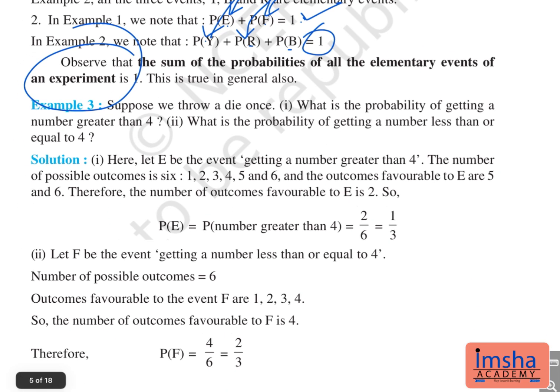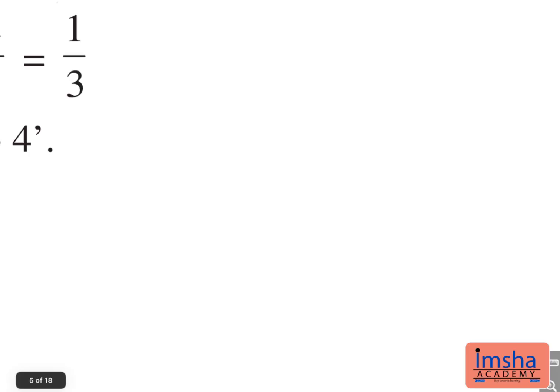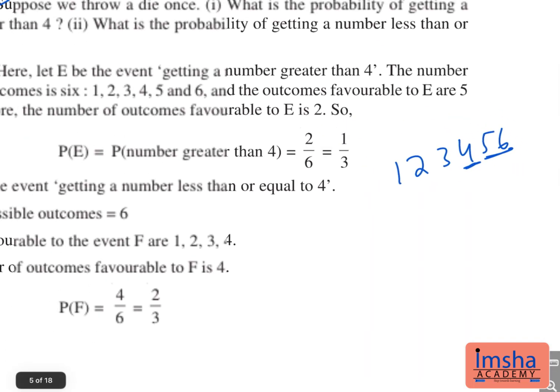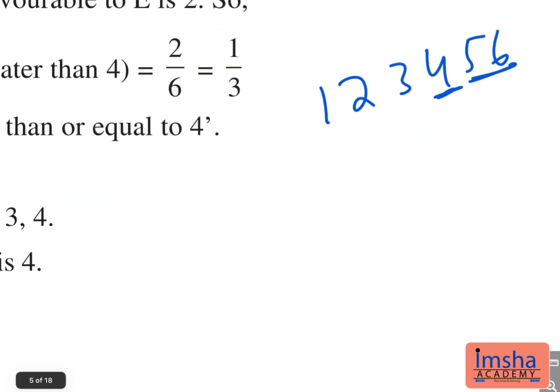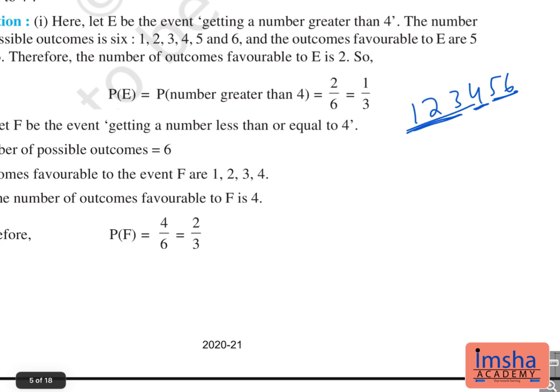Suppose we throw a die once. Okay, next question. We throw a die once. What is the probability of getting a number greater than 4? What is the probability of getting a number less than or equal to 4? So when we throw a die, we have these probabilities, right? 6 values. Greater than 4 means 5 and 6. Probability is 2 by 6. How many values are there? 2 values. Okay. Getting a number less than or equal to 4 means 4 values.